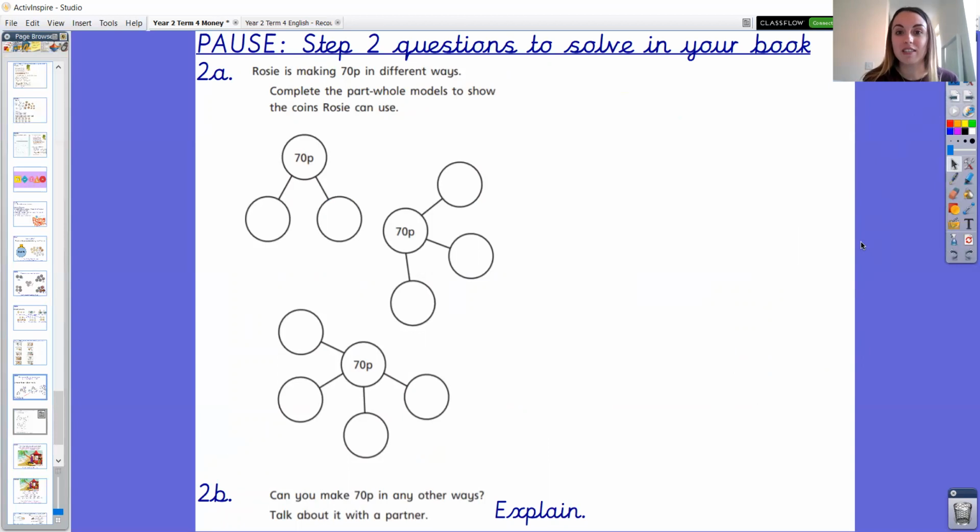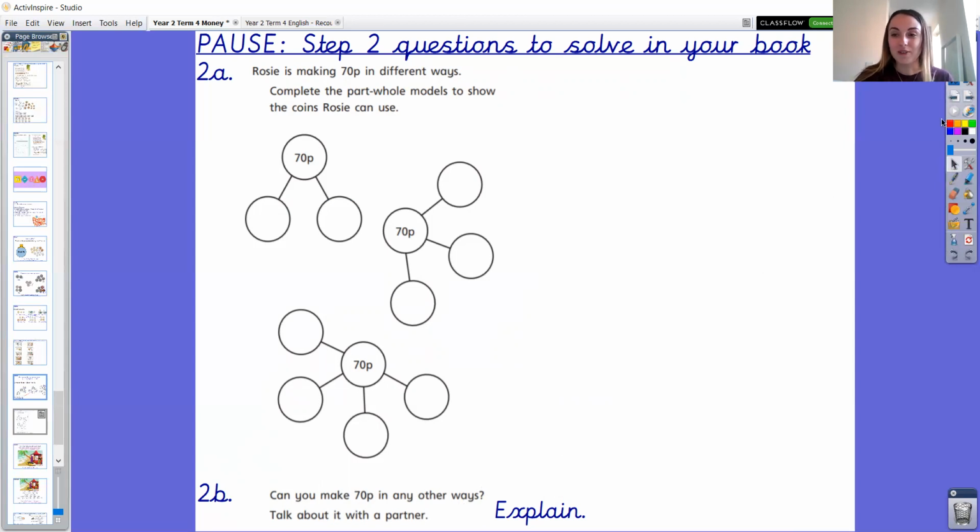On your screen now, you can see the step 2 questions to solve in your book. So very similar to the question we've just solved together. There are 1, 2, 3 part whole models to show making 70p in more than one way. 2b asks, can you make 70p in any other ways? Talk about it with your partner, either in the classroom or at home, and it'd be great to see you explain your mathematical thinking in your maths book. So please pause the video here.